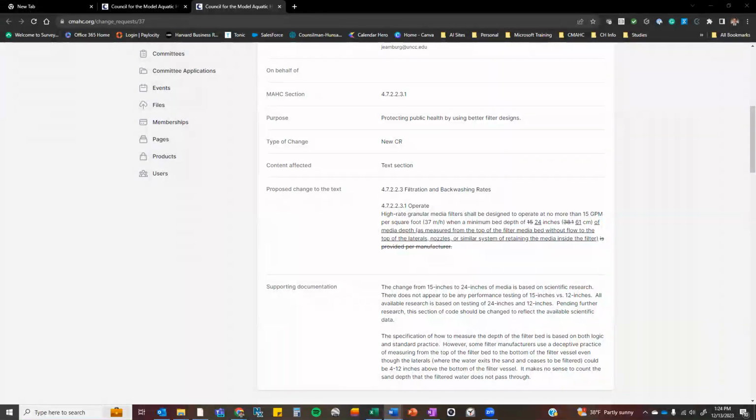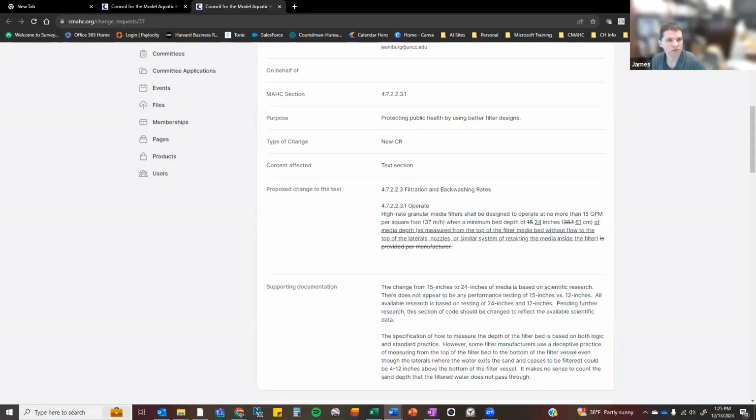So what's the drawback to this? Is there one? Would there be pushback? I'm mostly concerned about what the manufacturer's instructions say. Do they all say minimum of 15? No, they don't. There is no standard. That's the thing. Some filters could have 50 inches, and some filters could have 9 inches. And as long as they pass NSF, there is no standard.